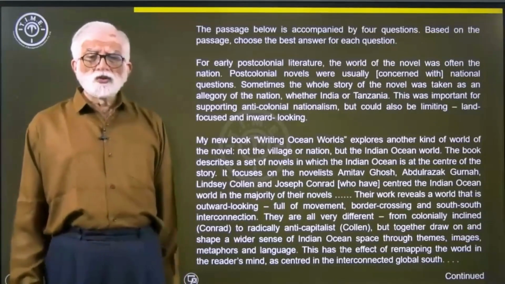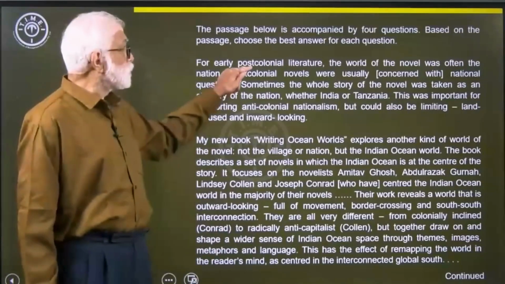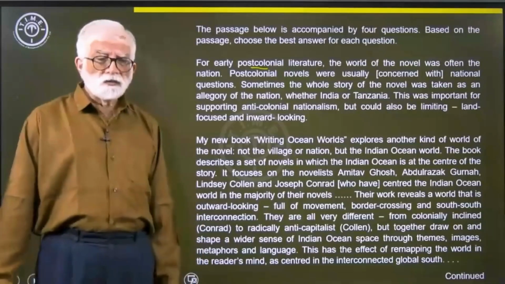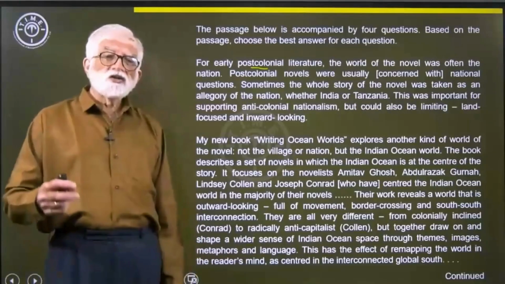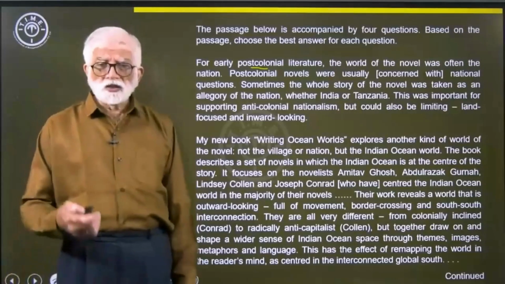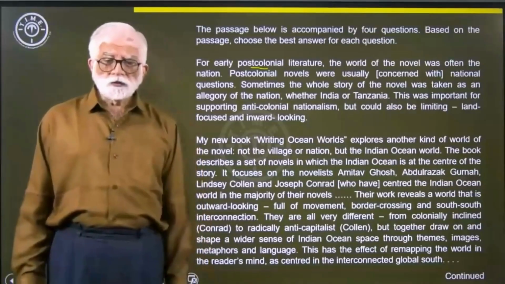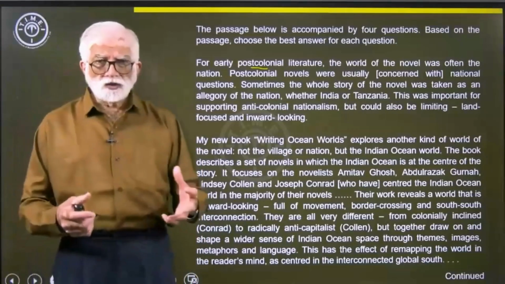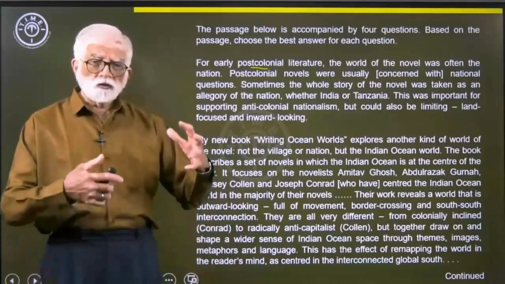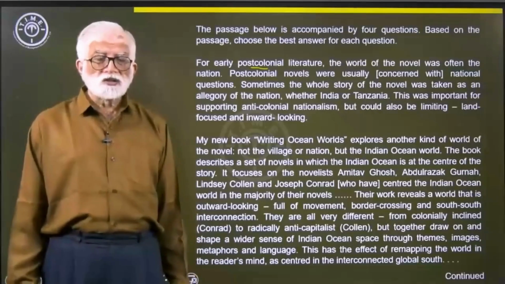For early post-colonial literature, now I do need to know the term. Post-colonial will mean after the colonial era. Now we know the colonial era more or less ended by the middle of the 20th century, and there's literature after that. That means people have been writing after colonialism actually declined. The world of the novel was often the nation, which means people normally made their novels keeping a nation in mind, keeping a whole lot of people in mind. Post-colonial novels were usually concerned with national questions.